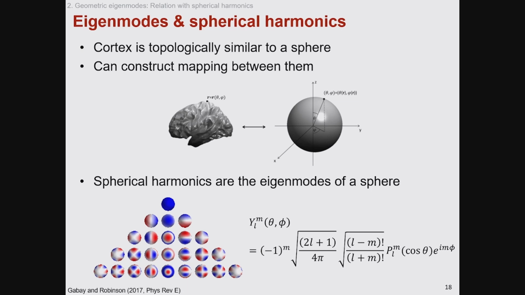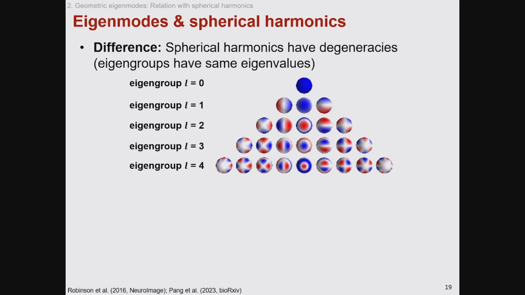This is not a big surprise because the cortex is topologically similar to a sphere. If you take your cortical surface and inflate it, you will get a sphere, right? They are topologically similar, so you can create a mapping between the vertices. This is why multimodal surface matching works for different surfaces. We always move back and forth between this mapping between sphere and cortex. Now, the only peculiar thing is that the spherical harmonics are divided into groups.